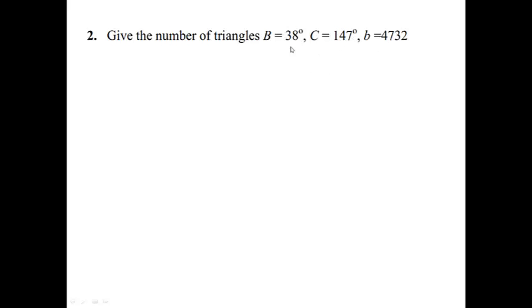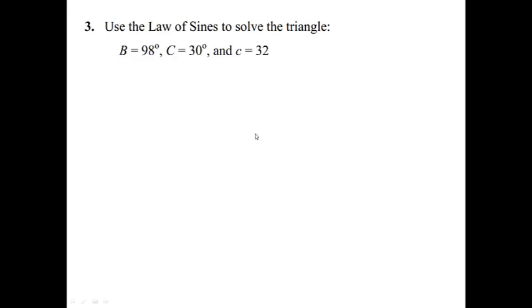Number two, with a 38, 147. Okay, so if you look at these two numbers, you go, hey, they already add up to 185. That's no good, so there's no triangle. Number three, using the law of sines, solve the triangle.